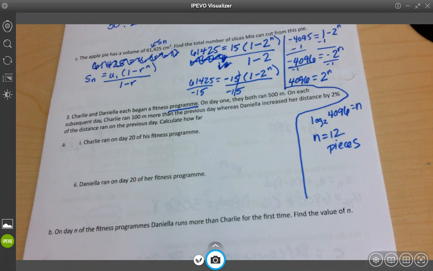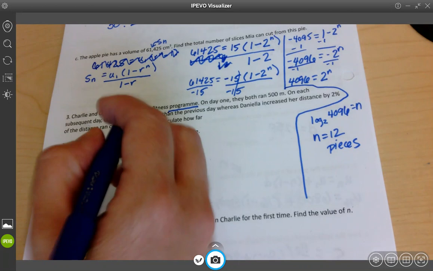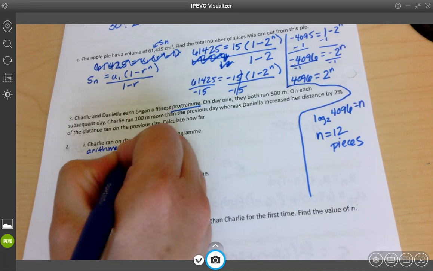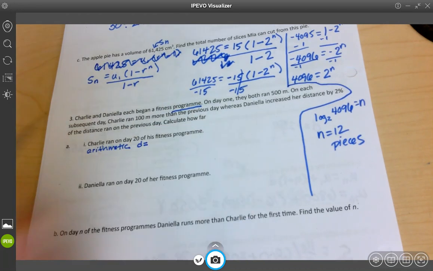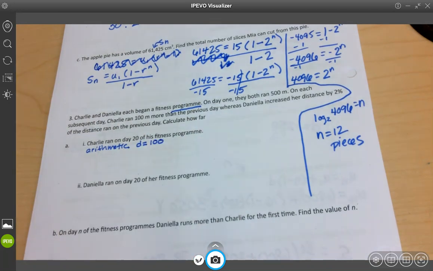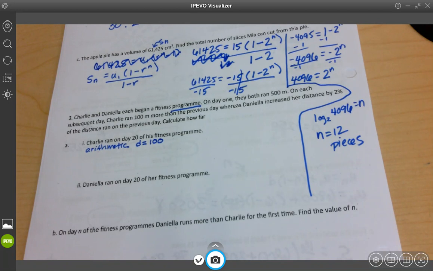So let's just talk about Charlie and Daniela for a moment. Charlie's pattern, is it arithmetic or geometric? Arithmetic, yep, because it's an adding pattern. So Charlie is arithmetic with a d of how much? How much is he adding each time? 100. All right, how about Daniela, arithmetic or geometric? It is geometric. So she is multiplying her running amount each day, but she's not multiplying by 0.02. That would make it smaller. What is she multiplying by?